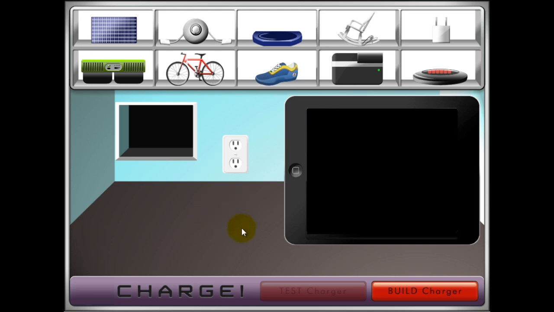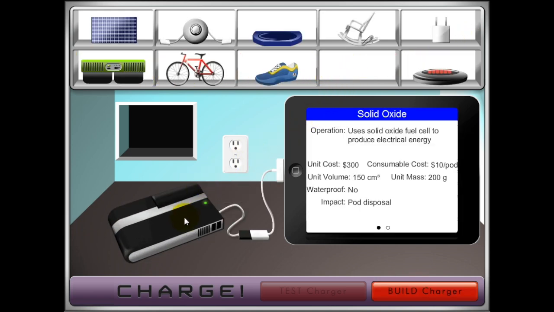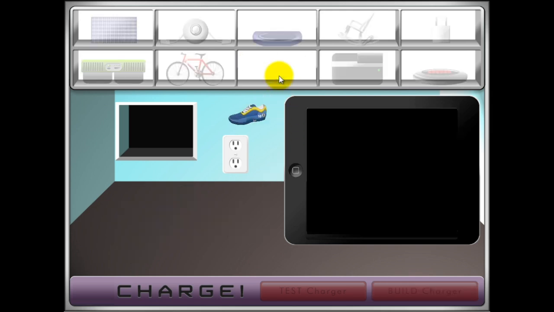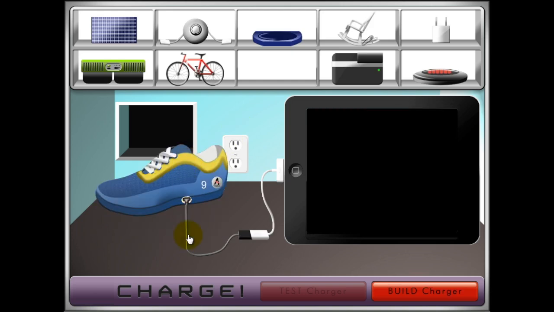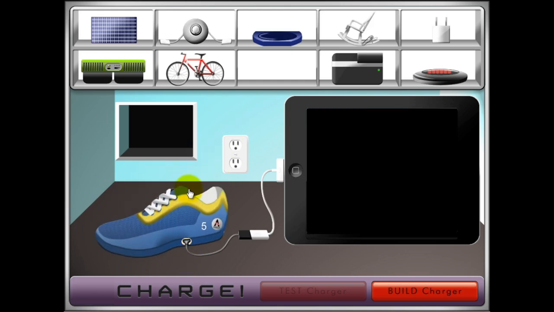To begin the simulation, click on one of the 10 chargers on the upper shelves to move the device down to the workbench. The charger will automatically be connected to the USB plug on the tablet. Certain chargers will immediately display detailed information on the screen, while other chargers, such as the shoe, require you to click and drag on the item to build up a charge before viewing the data.